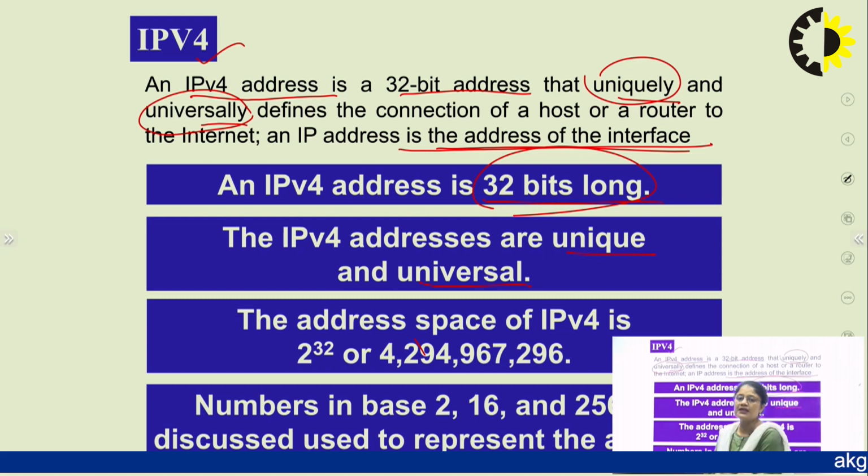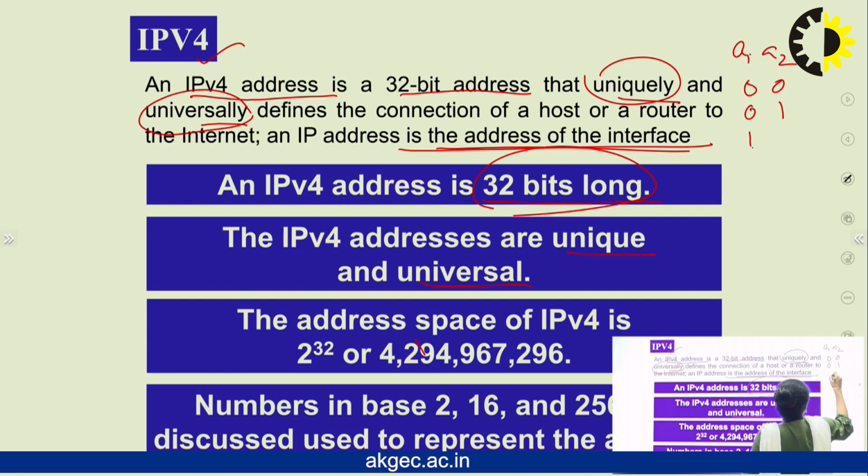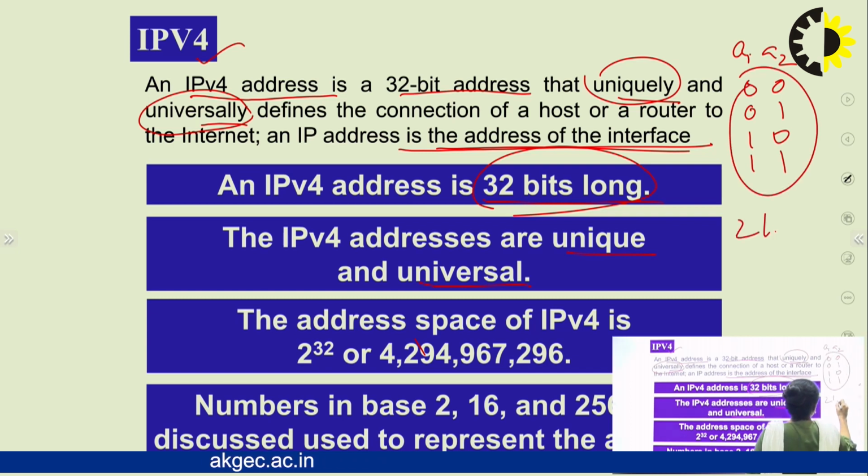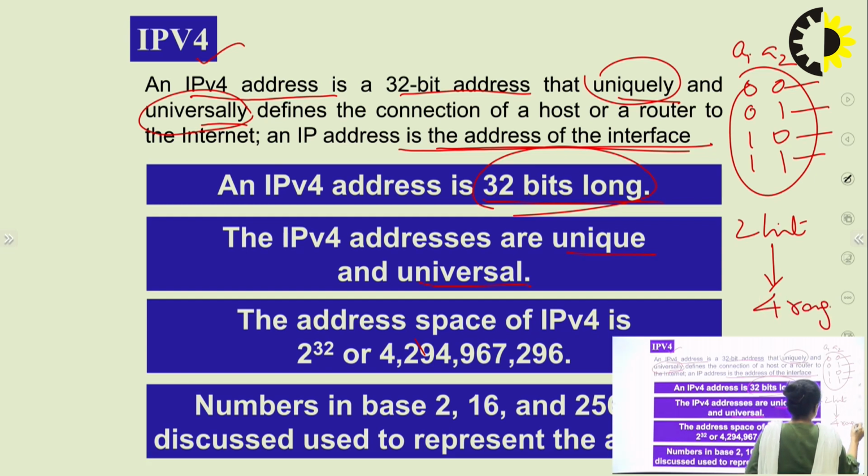The addresses are unique and universal. And what is the range of the address? If it is a 32-bit address, what is the range? Let us take an example. Let us say we have a 2-bit number, A1 and A0. What is the range? You will have 00, 01, 10, 11. So if it is a 2-bit address, how many addresses do we have? You have 4, the total range, which is equal to 2 to the power 2.